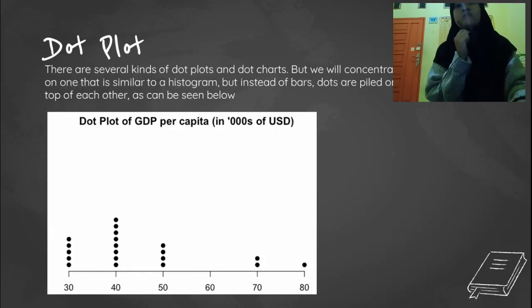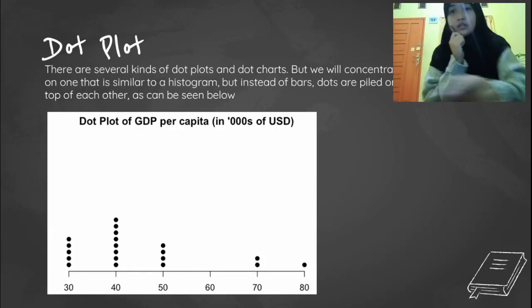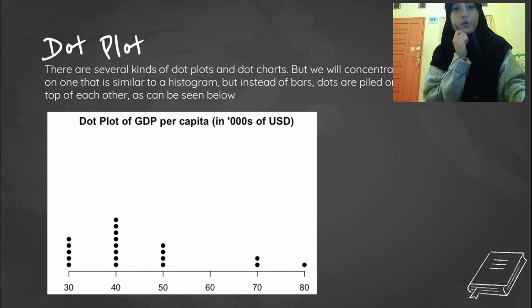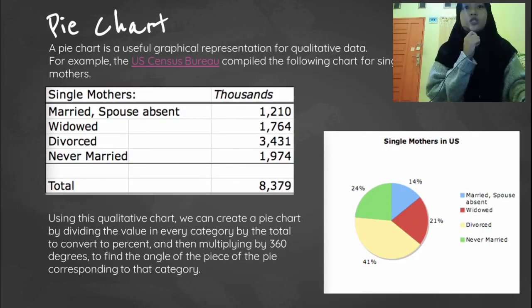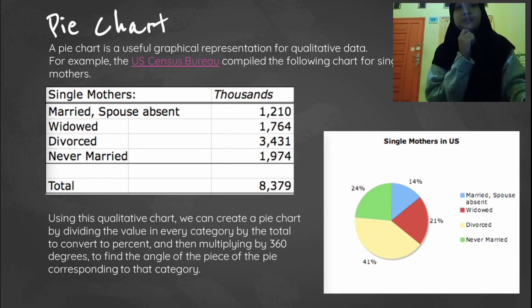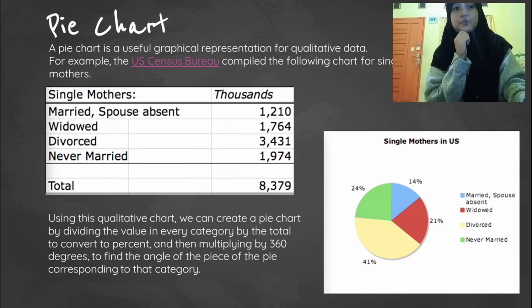The next one is the dot plot. A dot plot is a way of presenting data by using plots and dot charts. It is similar to a histogram, but it uses dots, as seen below. The next one is the pie chart. It is a common way of using graphical representation for qualitative data, for example, using percentages.